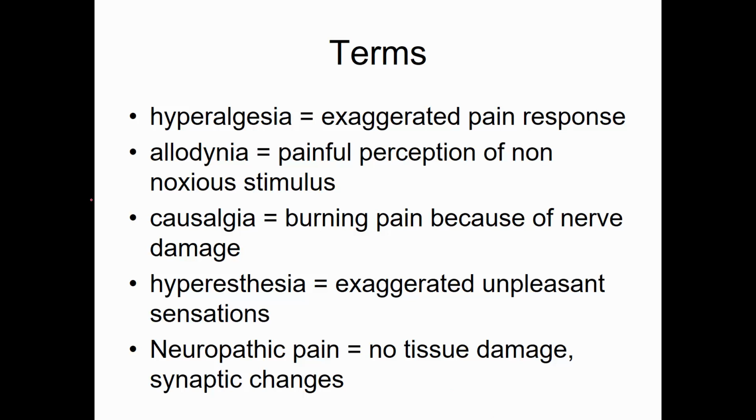So here are some things to think about with chronic pain. Hyperalgesia. Typically, if you caused a pain stimulus, a little pin prick, you'd feel a little bit of pain, but now it is on a scale of 10. So it's an exaggerated pain response. Allodynia is feeling pain to something that's not noxious, so a touch response.